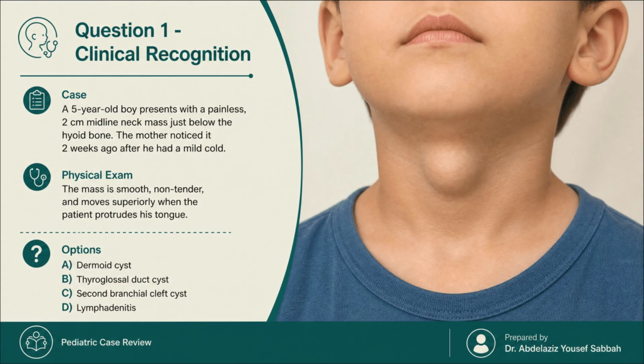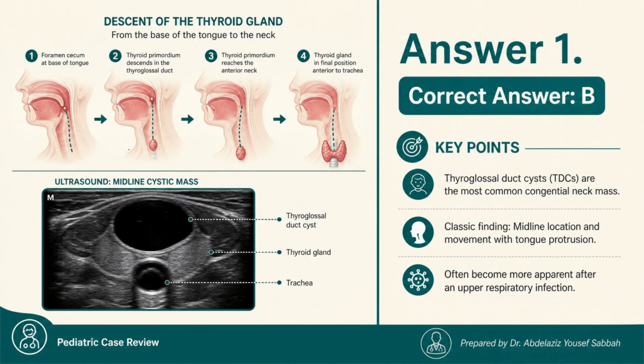Option A. Dermoid cyst. Option B. Thyroglossal duct cyst. Option C. Second branchial cleft cyst. Option D. Lymphadenitis. The correct answer is option B, thyroglossal duct cyst.